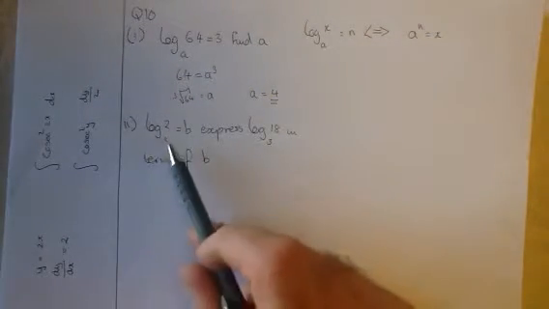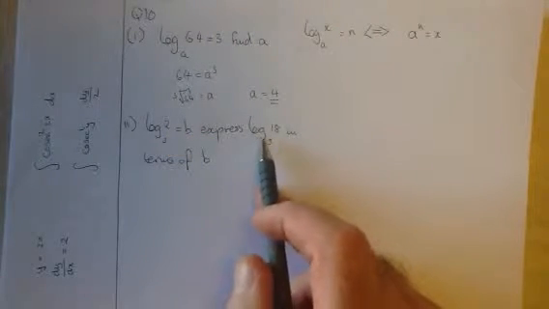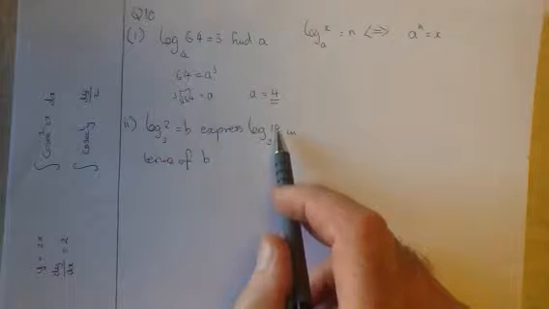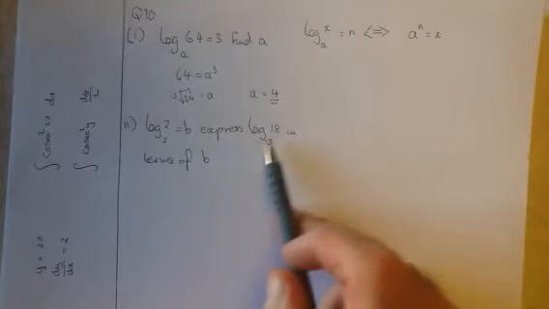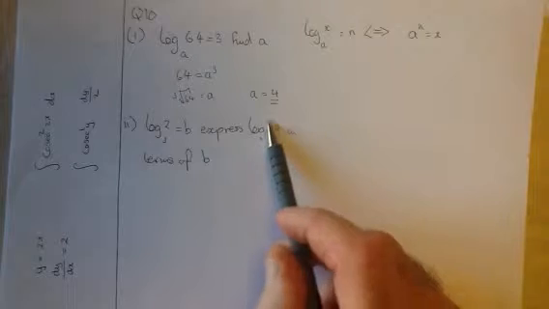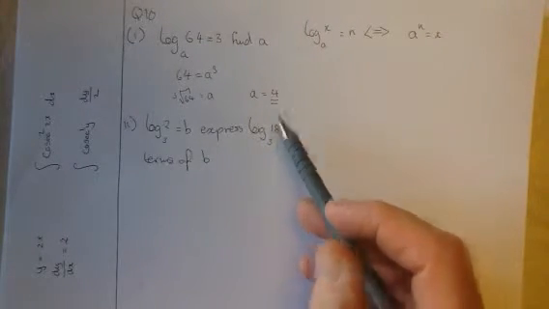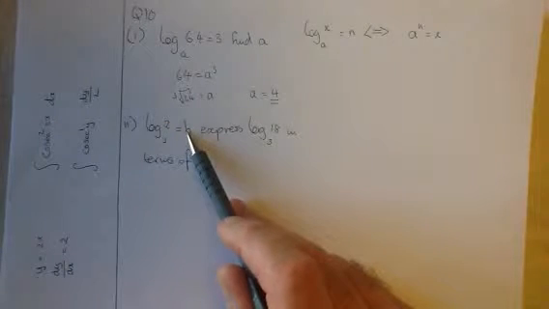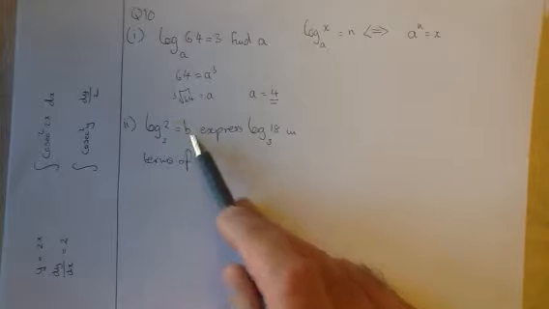Okay, now in part 2, the log of 2 to the base 3 is b. Express the log of 18 to the base 3 in terms of b. So whenever you're asked to do a question like this, the number that you're being asked to express, in this case 18, you've got to give it in terms of the base number and the number that you were given the letter represents. So log of 2 to the base 3 is b, so we've got to write 18 in terms of 2 and 3.